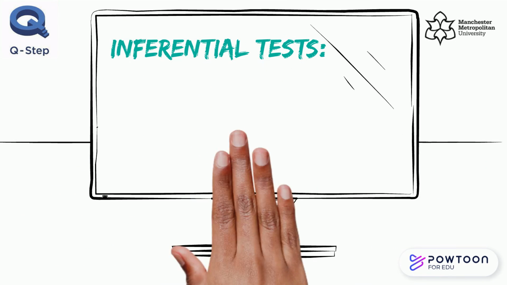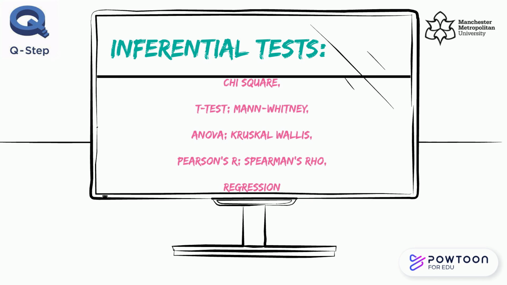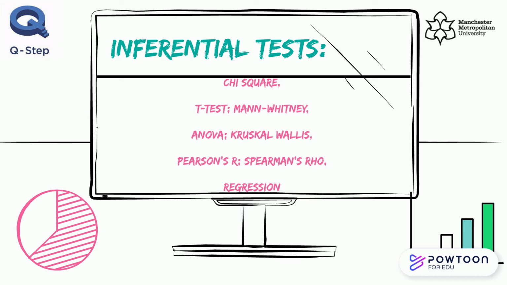So the inferential tests that we can perform are chi-square, t-test or Mann-Whitney, ANOVA or Kruskal-Wallis, Pearson's R or Spearman's Rho, and regression.